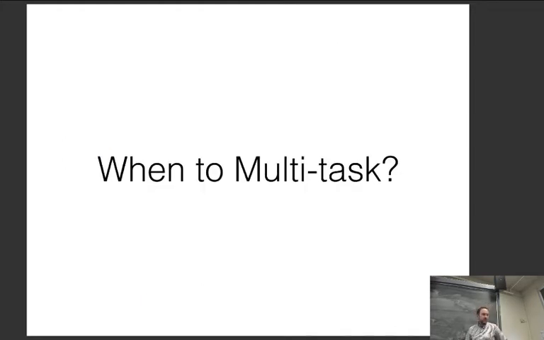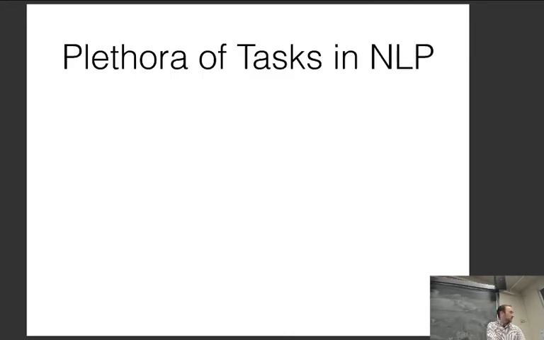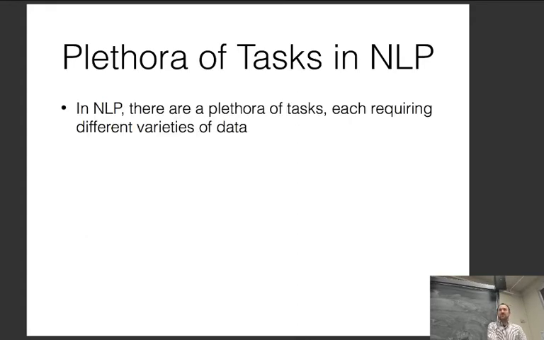So then the question about when to multitask. Basically, there's a bunch of different tasks in NLP. Just for your assignment, your project for this class, you had a list of 20 tasks that you could choose from, and many people didn't like any of the tasks in the list of 20 and decided to do something completely different. So there's obviously a lot of tasks that we can do in NLP.